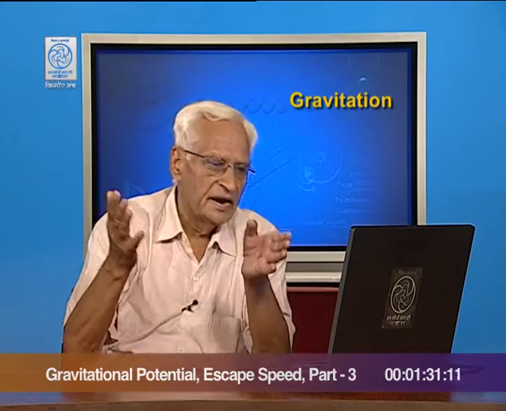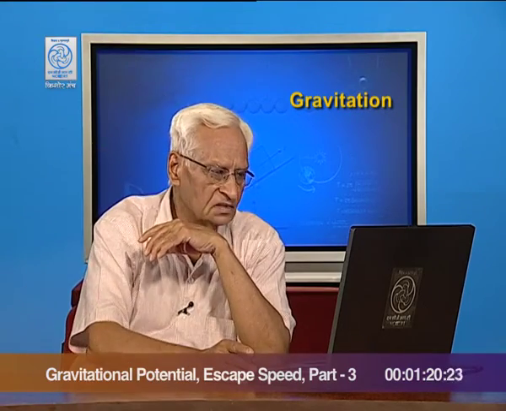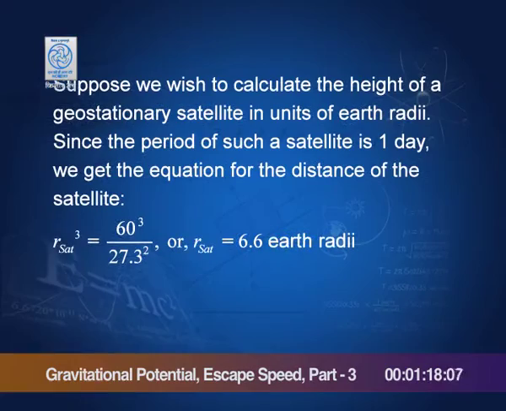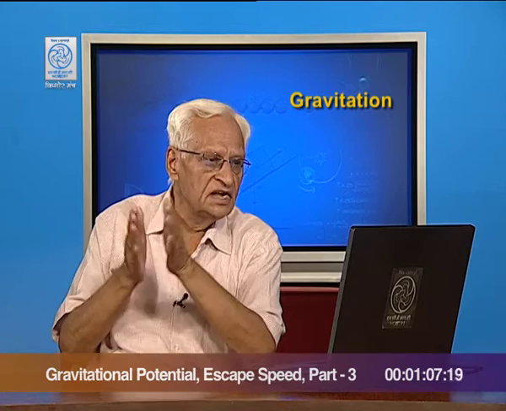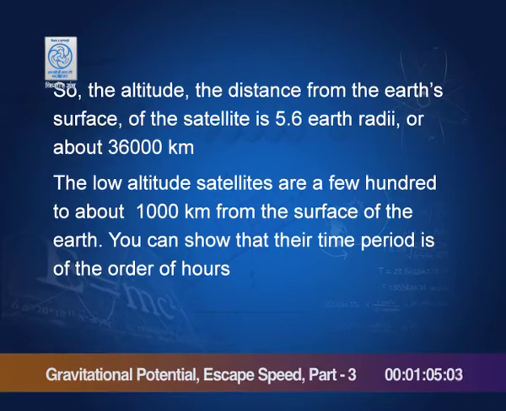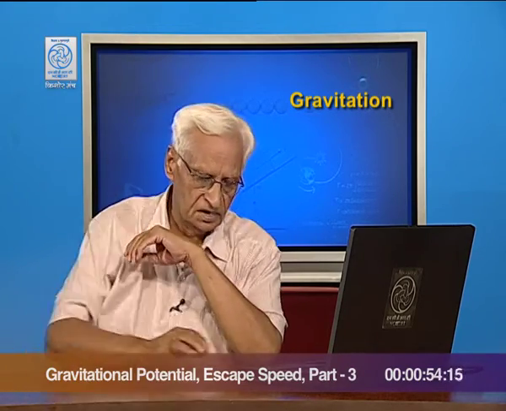For example, plugging in the values, we can find that the satellites which revolve with a time period of 1 day, which are used for communication, etc., their distance from the center of the earth is 6.6 earth radii, and from the surface of the earth it is 5.6 earth radii, which is roughly 36,000 kilometers. So, these geostationary satellites are at a height of about 36,000 kilometers from the surface of the earth, or 5.6 earth radii from the center of the earth.